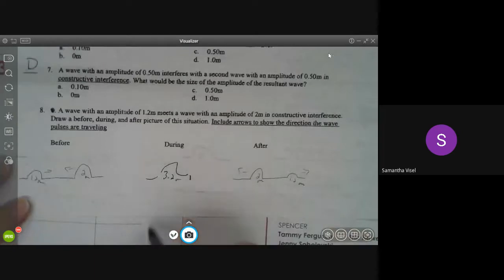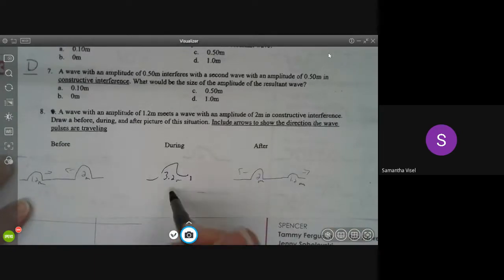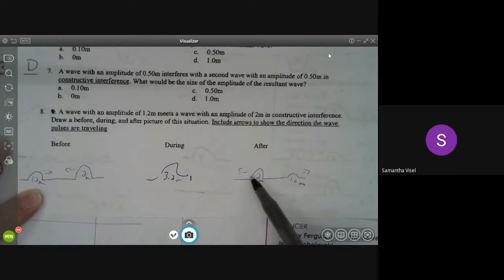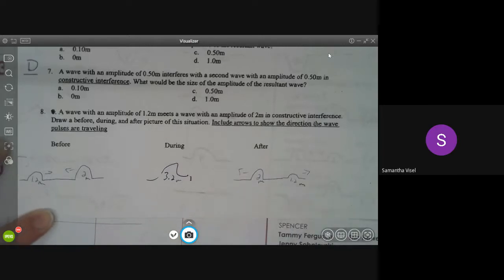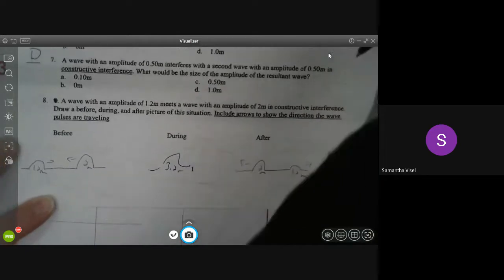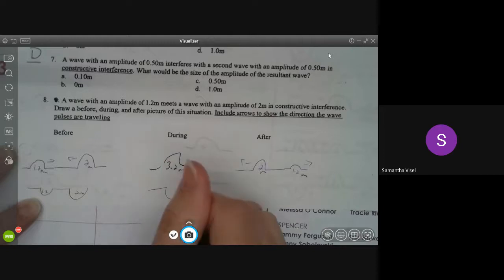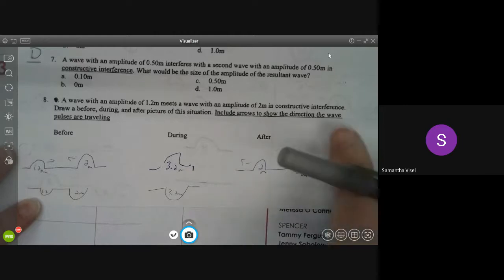The during, so we're going to add them together. So 2 plus 1.2, so it should be 3.2 in the middle. And then you want to make sure whichever pulse you had traveling to the left is continuing to move to the left in the after. And whatever you have going to the right is continuing to move to the right after. And again, this would be just fine too if you instead had maybe a drawing like this, as long as our resultant then is 3.2 but below, since these are both below.